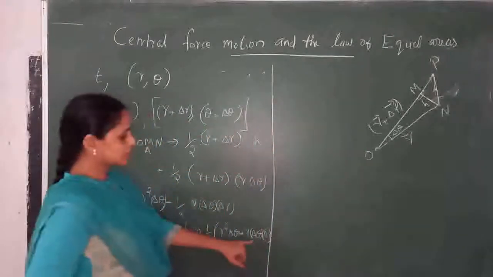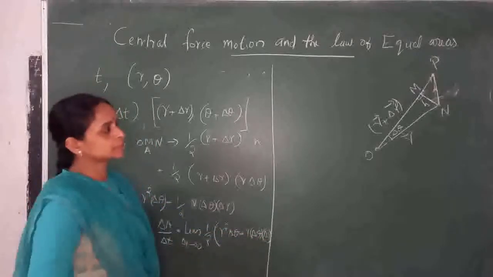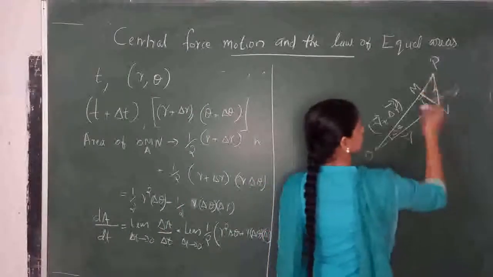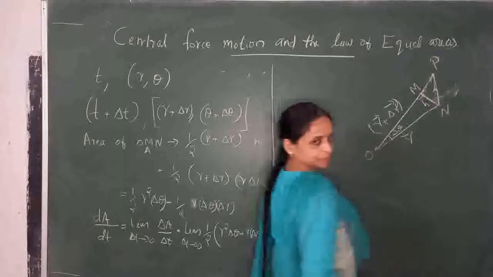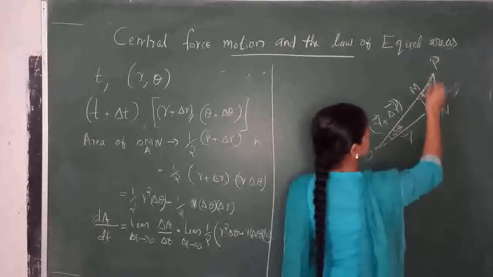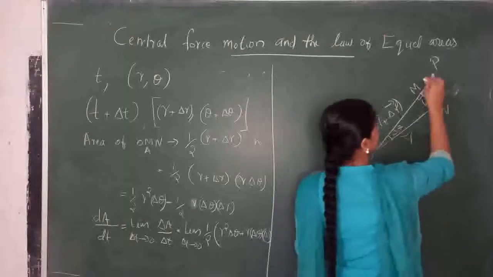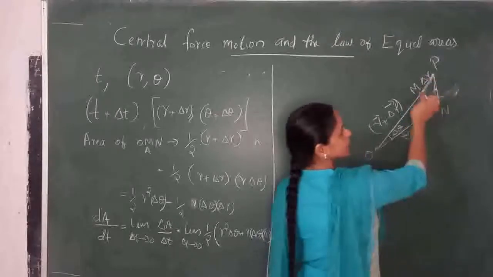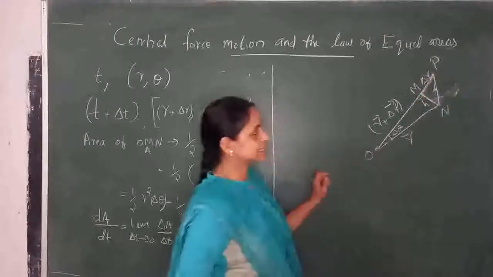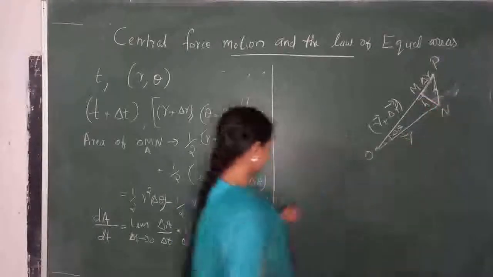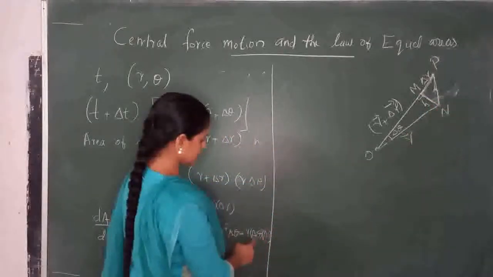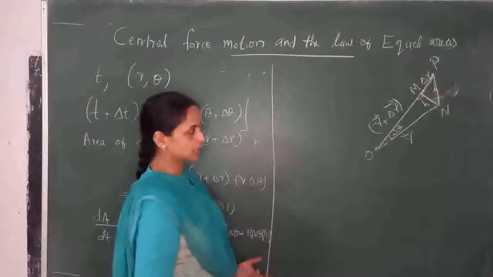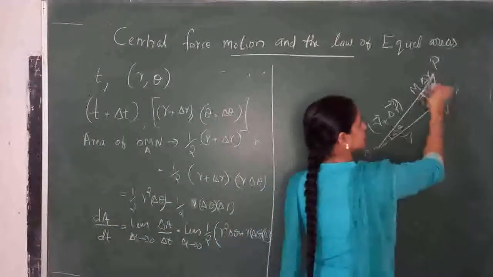What is the second term here, r delta theta delta r? We have a small triangle here with the base MP. What is this base? Since we are drawing a perpendicular here, this is actually delta r. So with the base MP, that is delta r, and with the altitude h, that is r delta theta, this is a small triangle here.